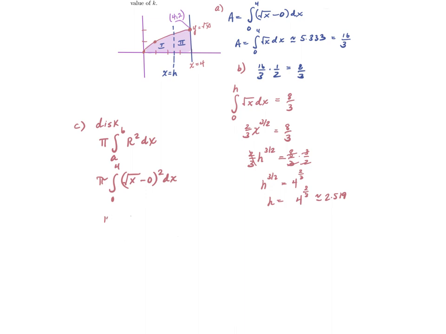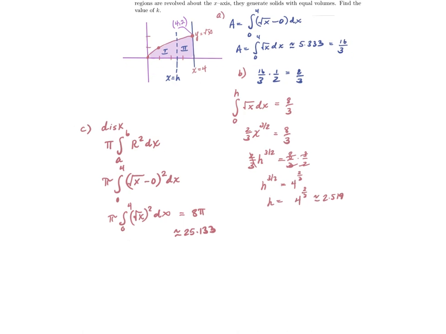So we're going to get pi times the integral from 0 to 4 of square root of x squared dx. But again, we have a calculator here, so we could just plug it in. Without a calculator, I believe it's 8 pi, but if you just plug it into your calculator, you're going to get about 25.133.